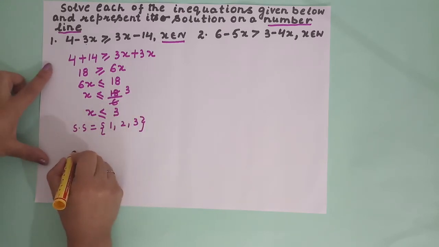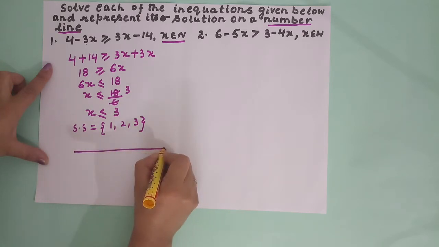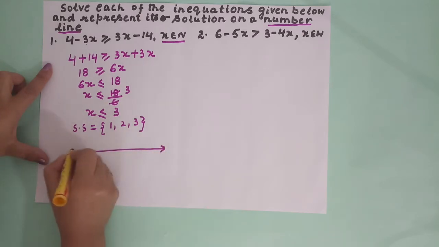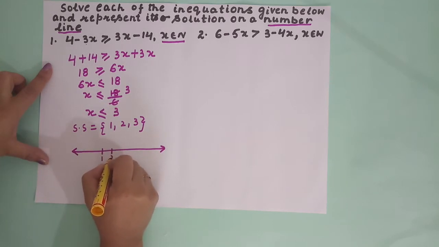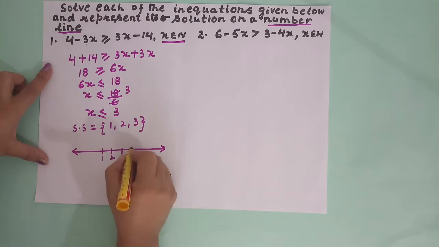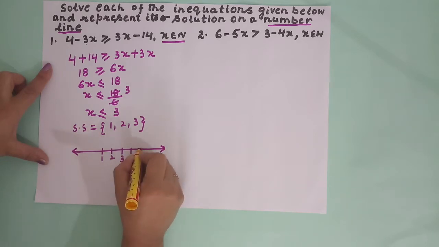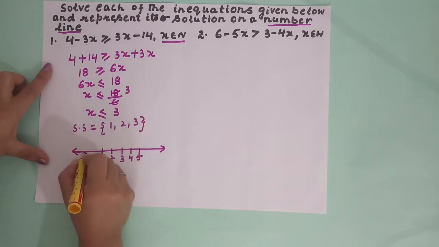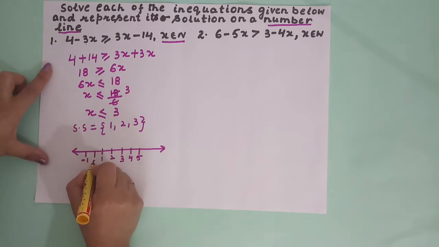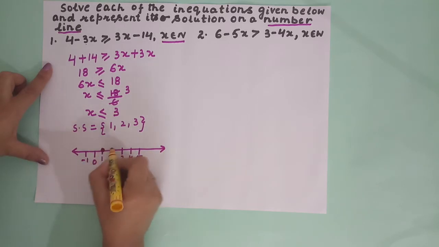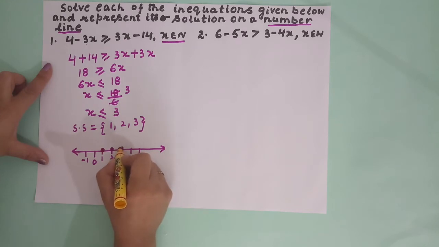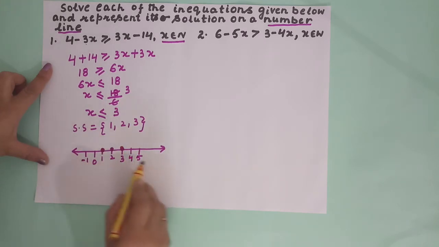Now I am going to represent this solution set on a number line. So a straight line, arrows on both sides, 1, 2, 3 in the middle, 2 more numbers after 3 and 2 more numbers before 1. Then we place dark dots on 1, 2 and 3. So this completes its representation on a number line.